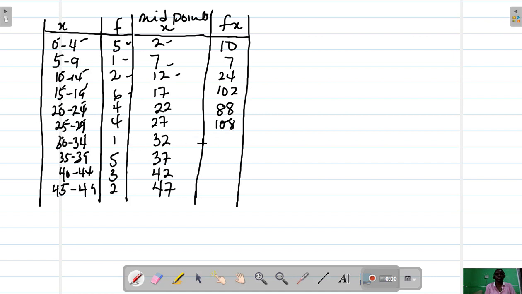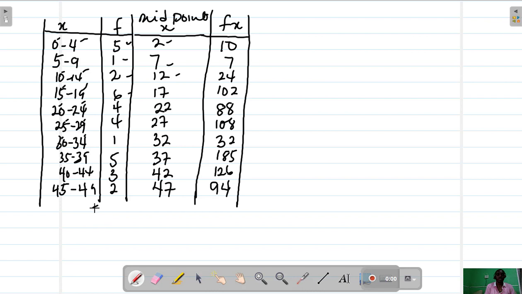1 times 32 is 32. 5 times 37 will also give us 185. 3 times 42 we'll get 126. Then 2 times 47 we'll get 94. So let's find our summation.